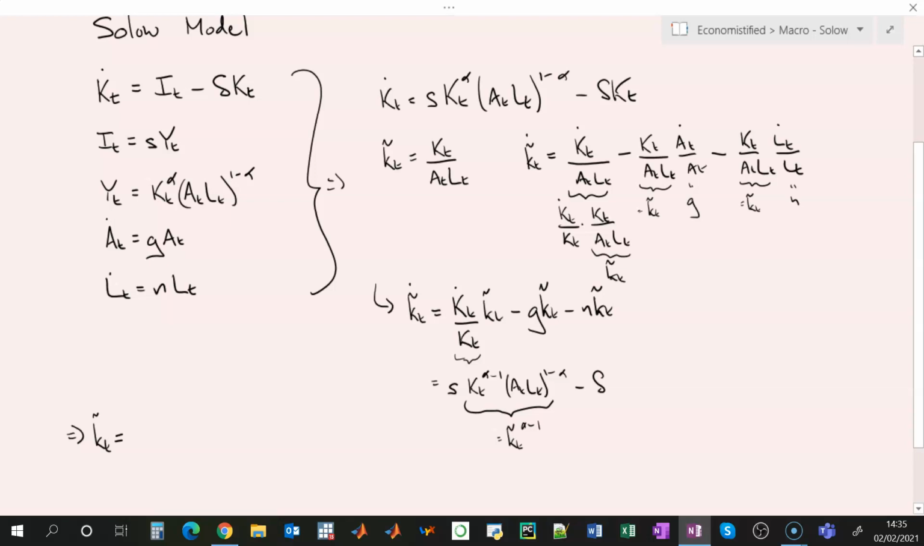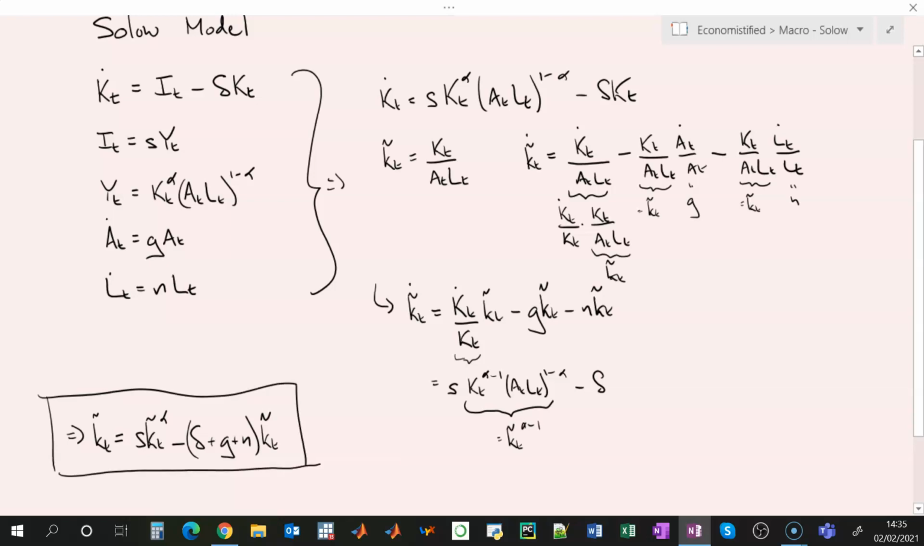So KT tilde dot is equal to K dot over K, which is this, S times KT tilde to the power of alpha minus 1. We have alpha minus 1 here, but we're multiplying by K here as well, so that's just KT tilde to the alpha. And then we're going to subtract the delta, the G, and the N times KT tilde. And this is our one equation that totally describes the Solow model.